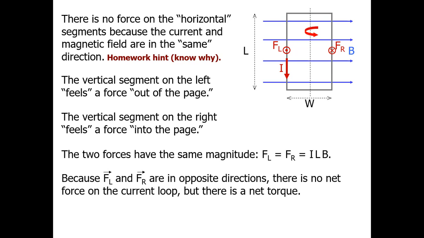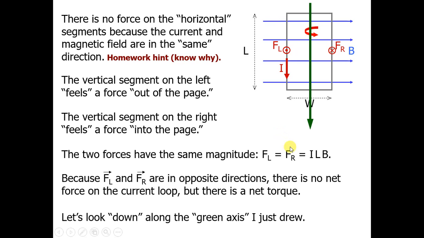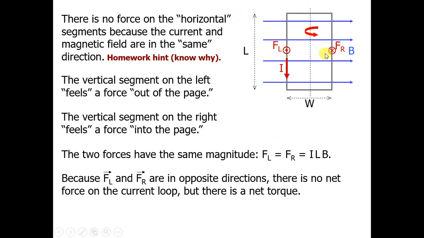Now, because F_L and F_R are in opposite directions, there is no net force on this current loop, but there is a net torque. See here, no net force on the current loop, but there is a net torque. So see here, let's look down along the green axis that I just drew.